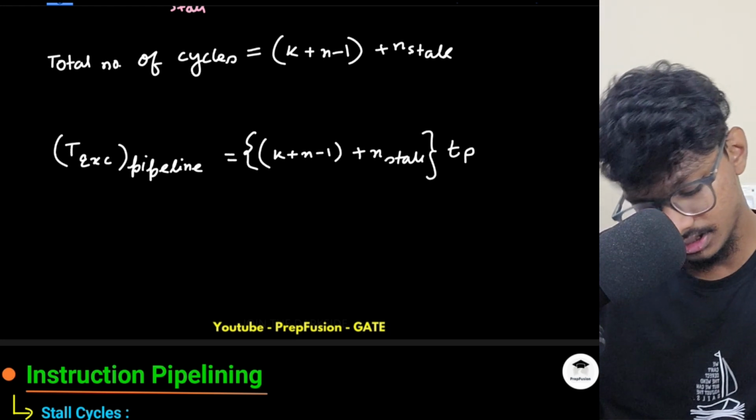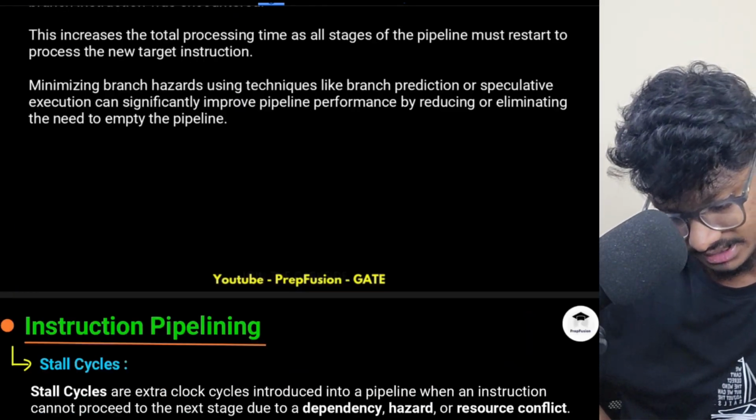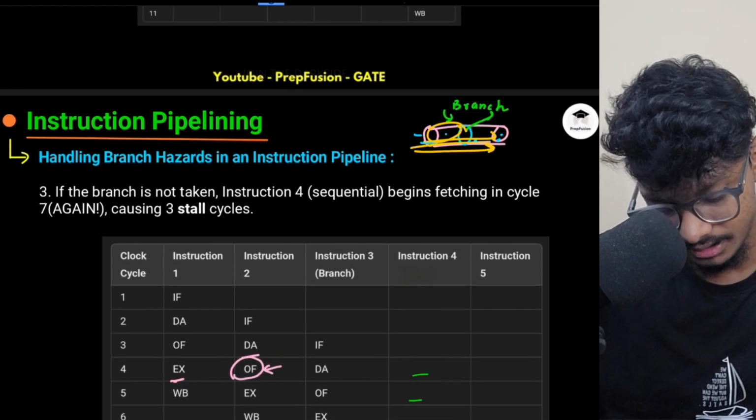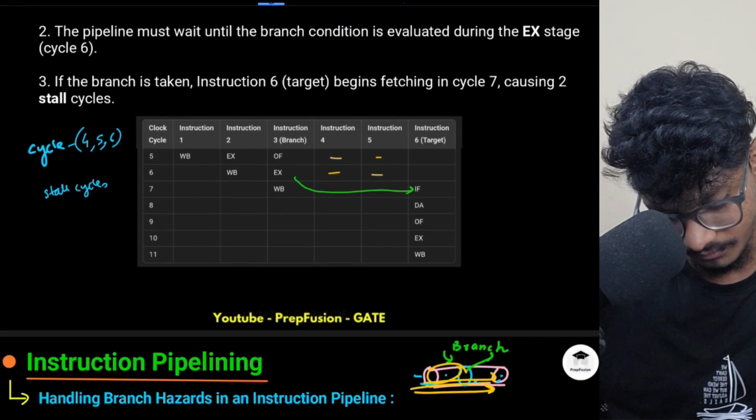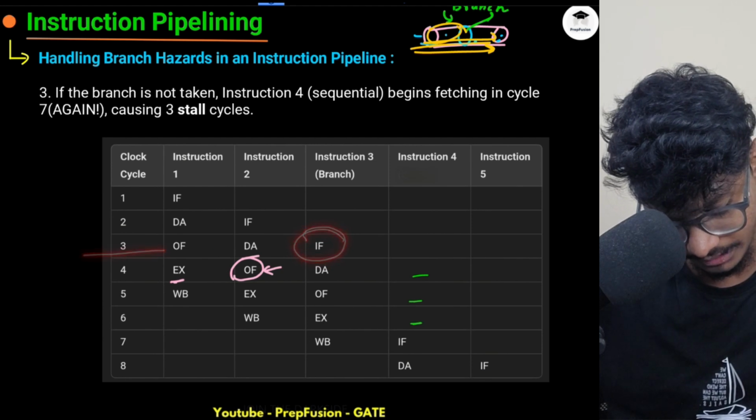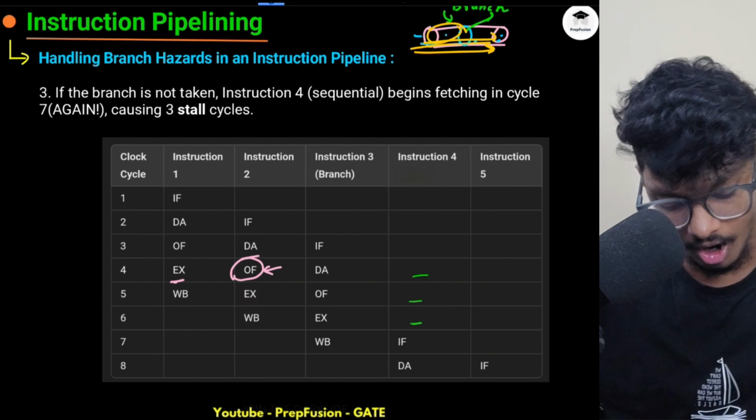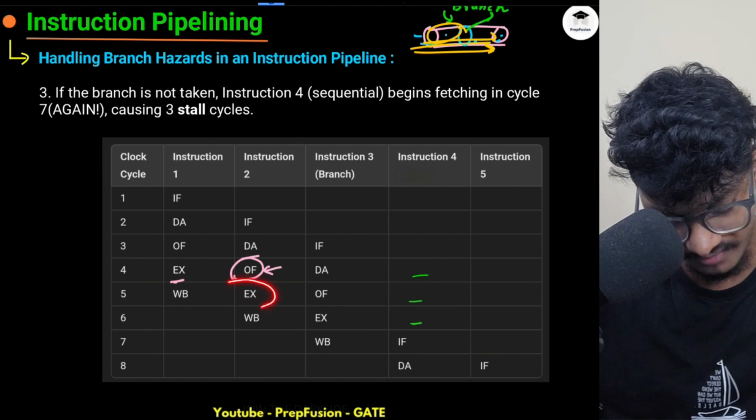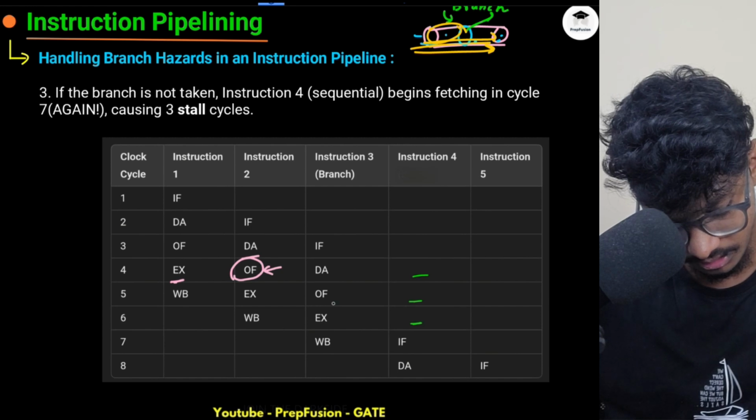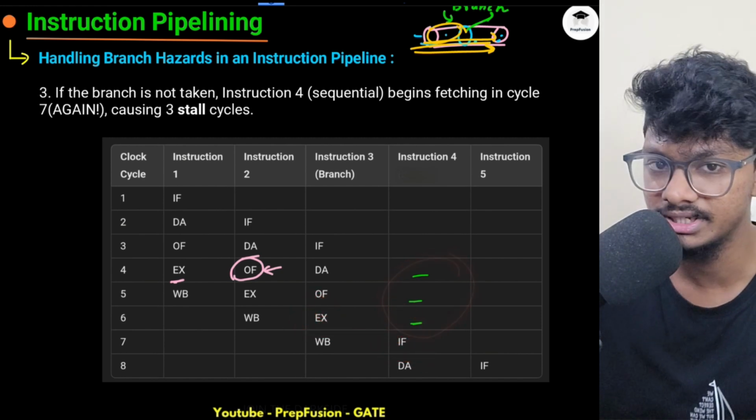What you have to understand is how to find out this n stall. Let's take an example. I was supposed to fetch my instruction here, but my execution is happening here. So how many stall cycles do I have to provide? Only after this execution will I be able to start my next instruction fetch. So I have to provide 3 stall cycles.